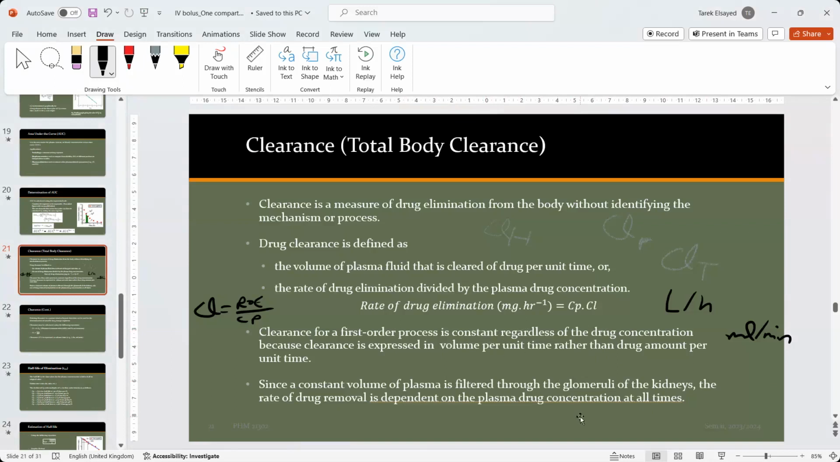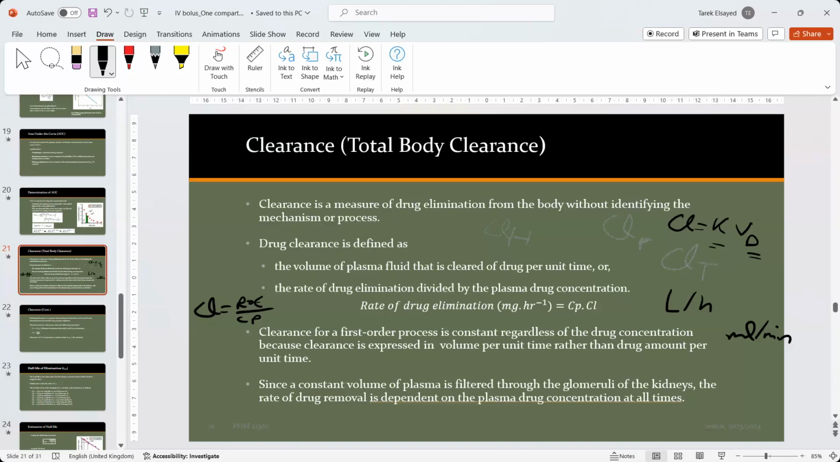Actually, there is another equation for clearance. Clearance can be calculated as equal to K times Vd. Before we mentioned that K is constant. Volume of distribution for the drug also is constant. It doesn't change with time. So clearance also ultimately will be constant. Okay? And also it can explain the first order kinetics.